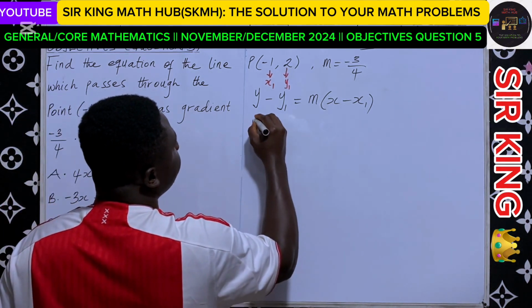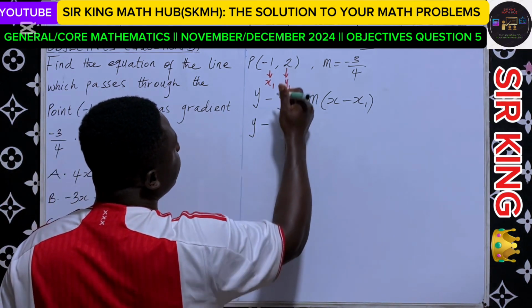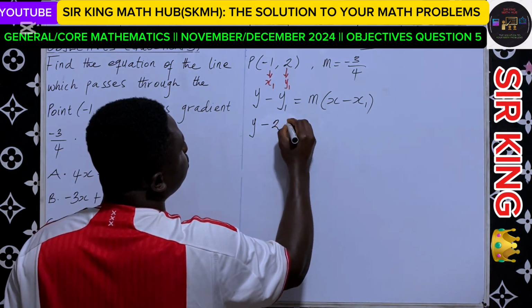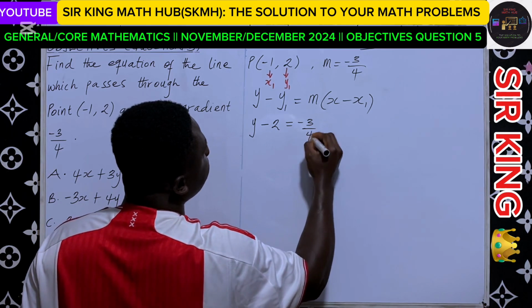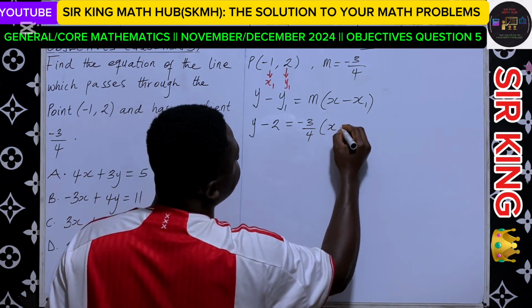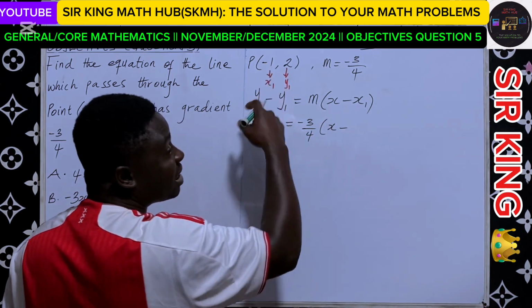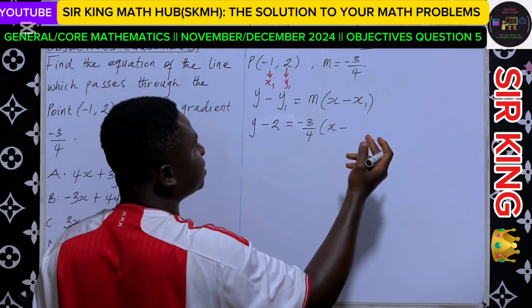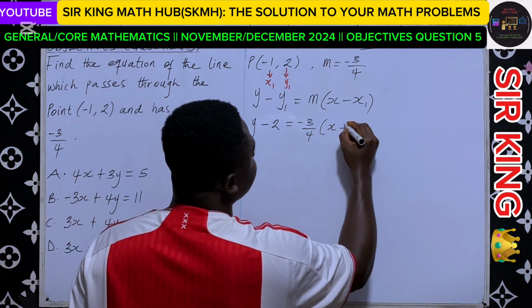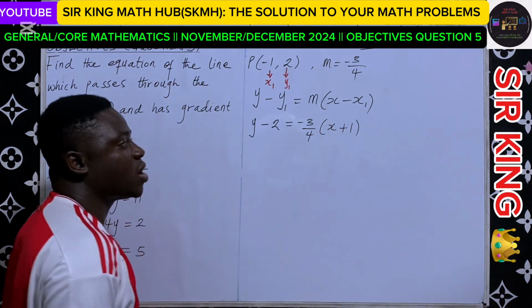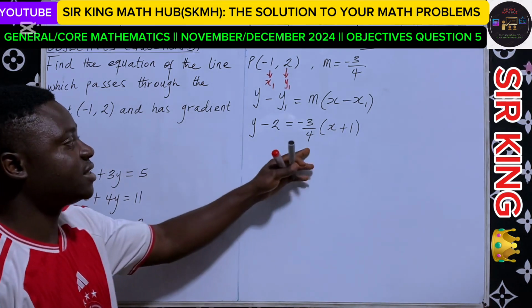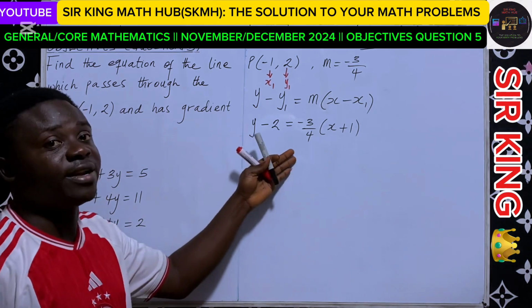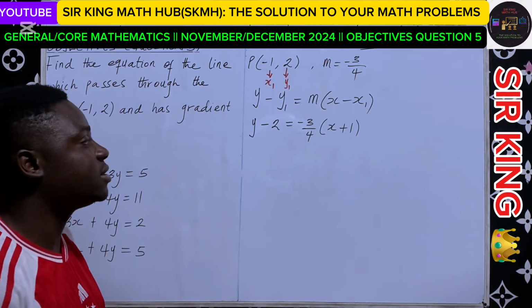So we have y minus, we know y1 as 2, it's equal to, the gradient is given as -3/4, multiplying x minus x1, which is -1, so minus minus 1 becomes +1. So now there is a fraction here, so let's eliminate the fraction by multiplying each term by the LCM.